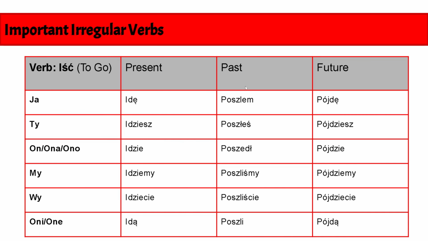Ja pójdę. I will go. Ty pójdziesz. You will go. On, ona, ono pójdzie. He, she, or it will go. My pójdziemy. We will go. Wy pójdziecie. You all will go. Oni, one pójdą. They will go.